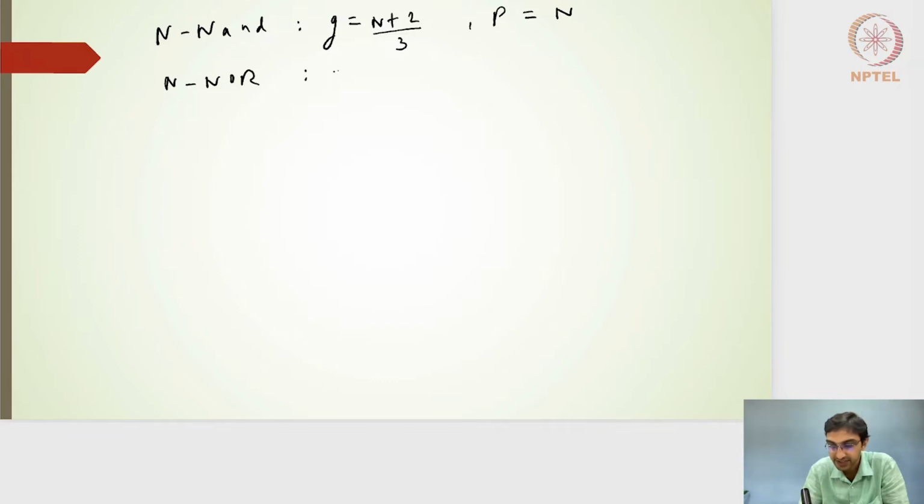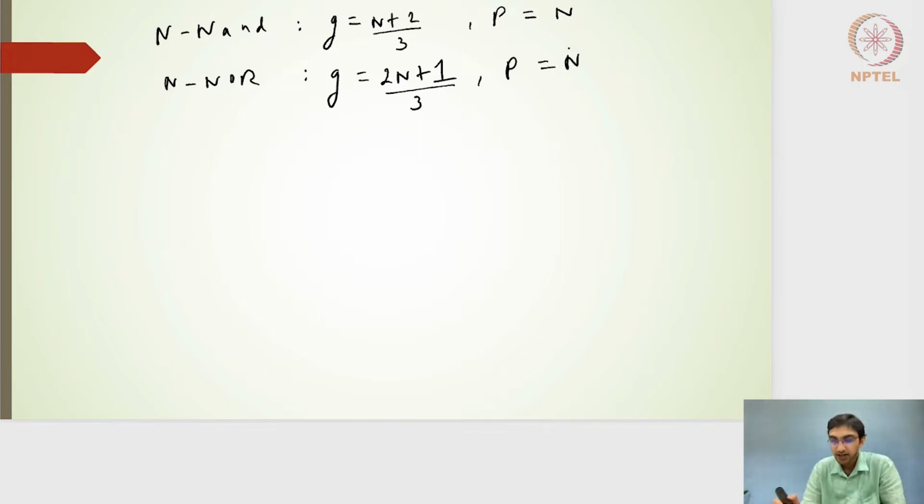So what we had done was, for n-input NAND gates, we had said the logical effort will be (n+2)/3, and the parasitic was n. Similarly, for n-input NOR gates, we had said the logical effort is (2n+1)/3, and the parasitic is n.